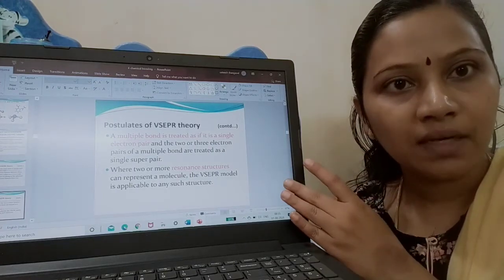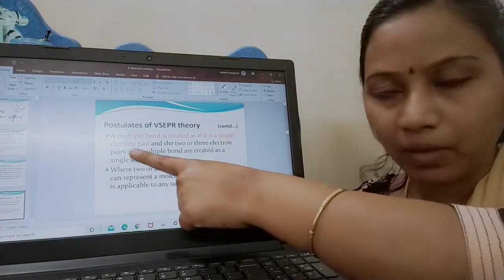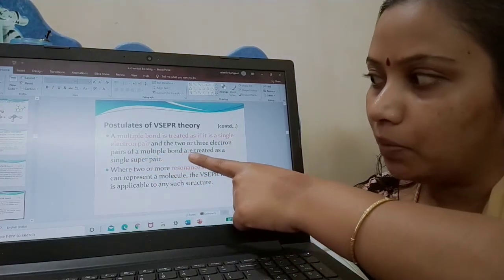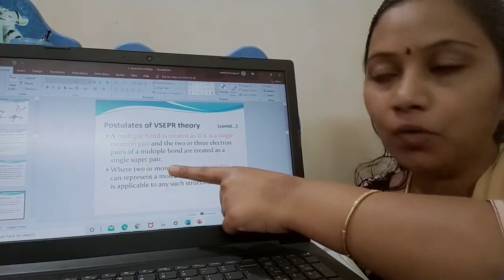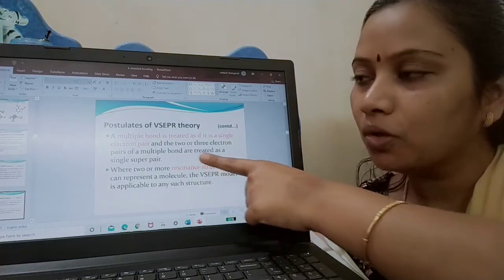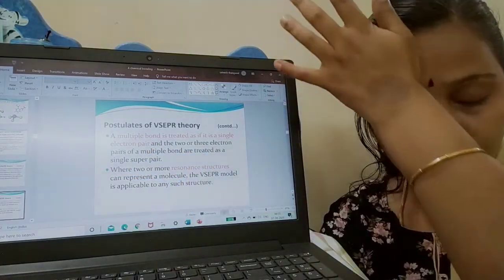As per VSEPR theory, a multiple bond should be treated as a single electron pair. Now what happens to 2 or 3 electron pairs of a multiple bond? They are also treated as a single super pair. Since 2 or 3 electron pairs of a multiple bond should all be treated as one, that should be treated as a super single pair.